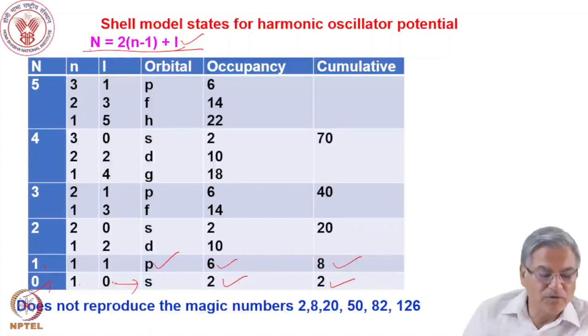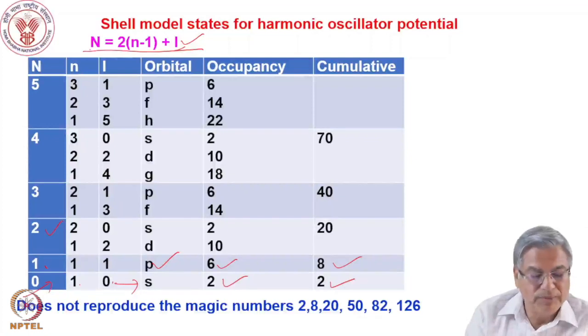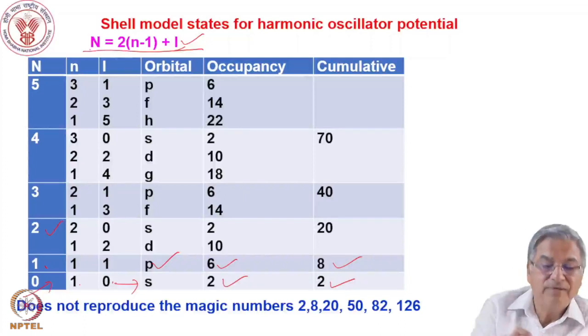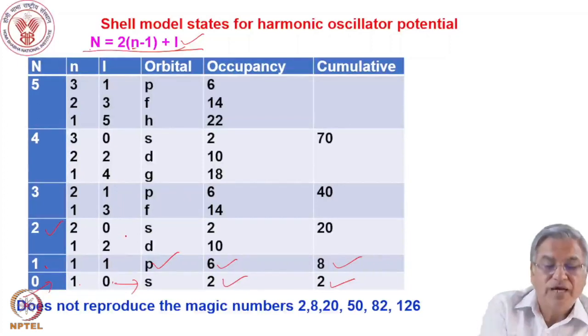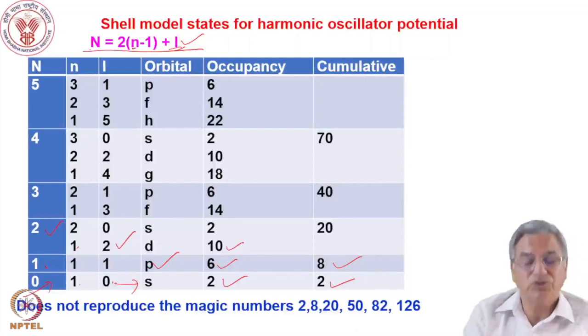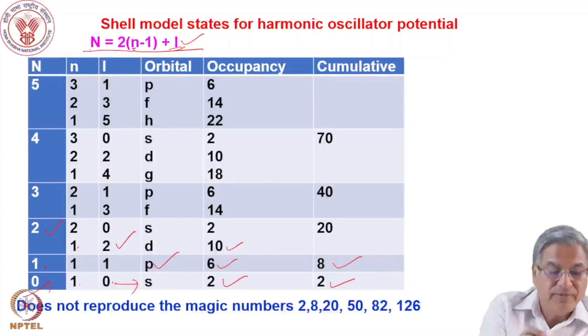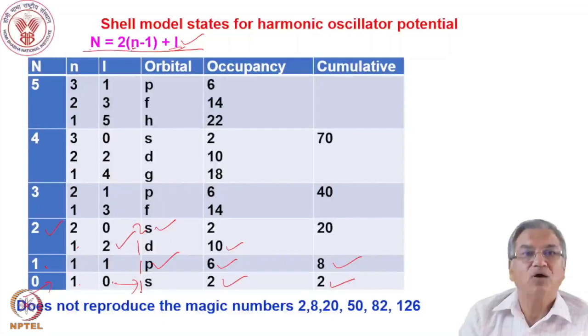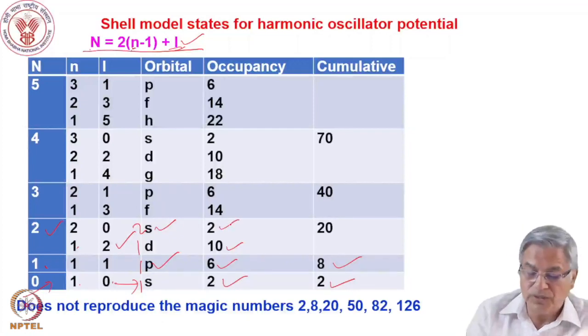Now let's go to the next higher oscillator quantum number, N equal to 2. Here we can have two possible combinations of small n and small l. When you take n equal to 1, 1 minus 1 is 0, 0 into 2 is 0, so l equal to 2. l equal to 2 is the d state and it can occupy 10 nucleons. In combination with that, you can have n equal to 2, so 2 minus 1 is 1, 1 into 2 is 2, plus 0, so you can have a 2s state. So basically you will have 2s, 1d, 1p, 1s. You will have a 2s orbital close to the 1d orbital, which can take two nucleons, and the total occupancy becomes 6 plus 2 plus 10 plus 2, which is 20 nucleons.